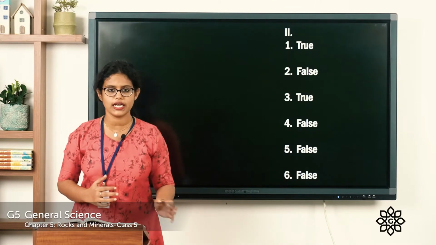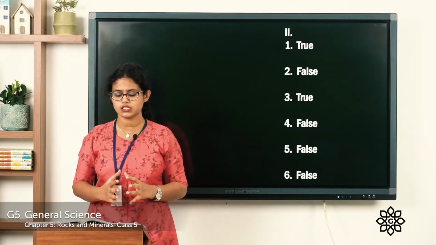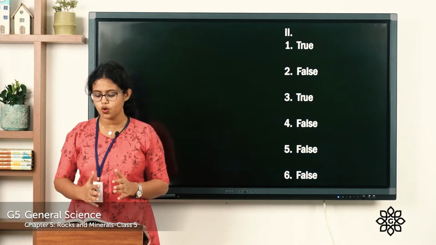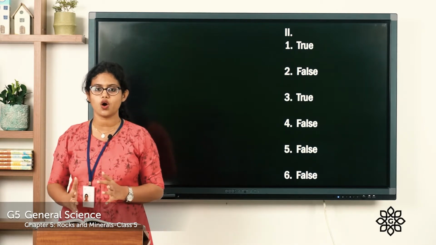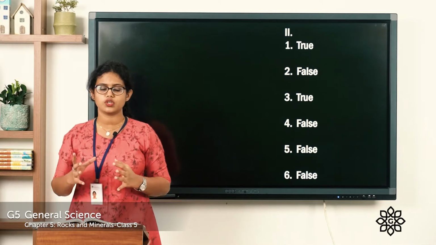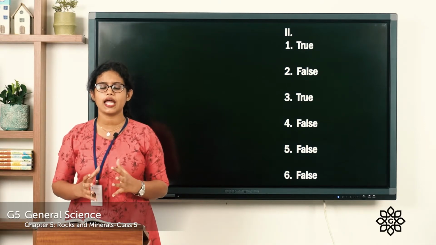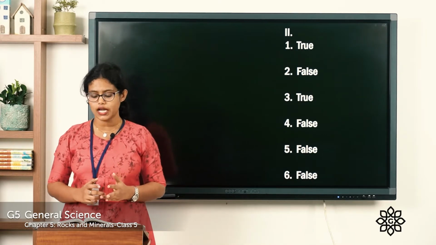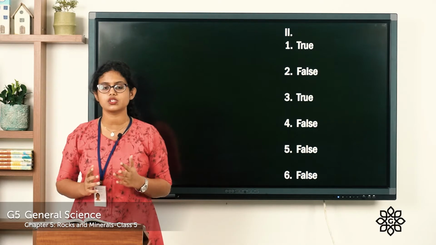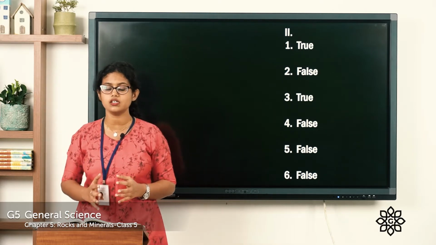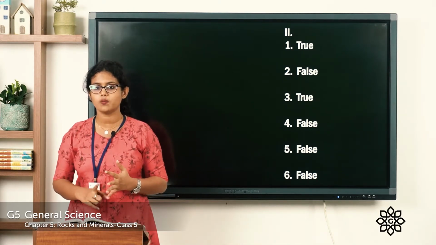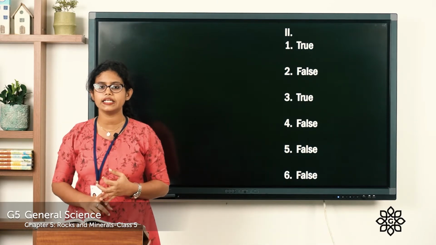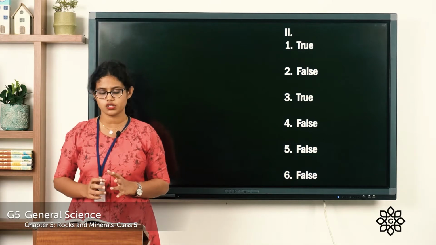So I hope you have done the answers. So let's move on to the answers. The first one, what is the first question? The region deep below the Earth's surface is extremely hot. So the answer is true. The second one, obsidian is a glass-like sedimentary rock and has sharp edges. So what is the answer? The answer is false. Obsidian is not a sedimentary rock. It is an igneous rock. So the answer is false.